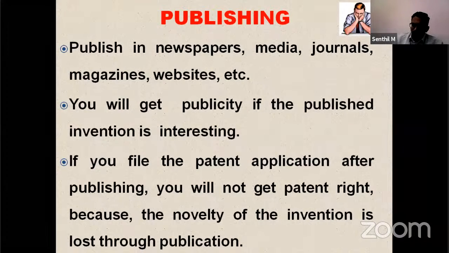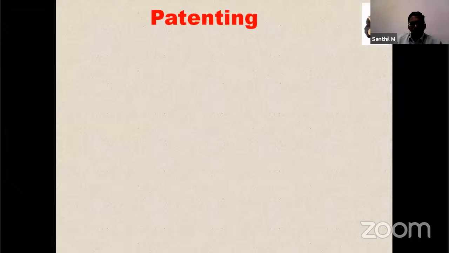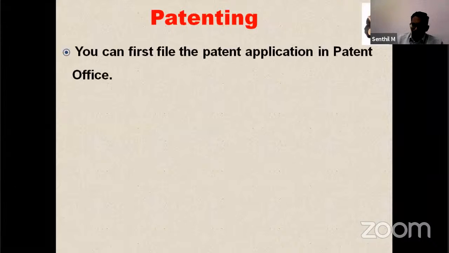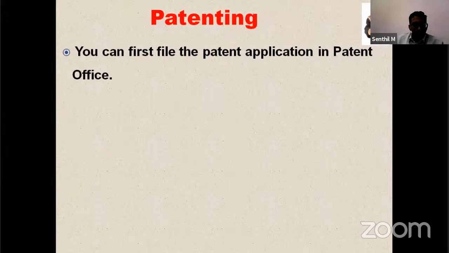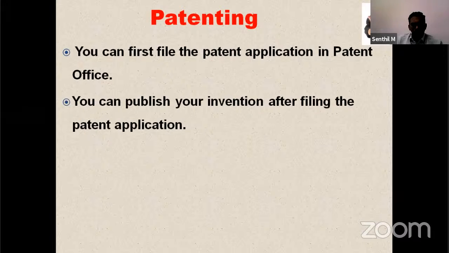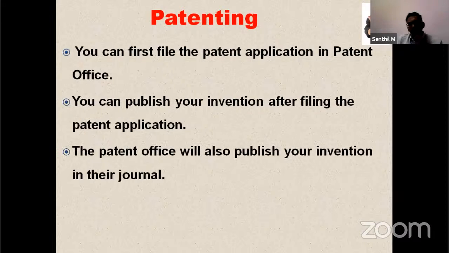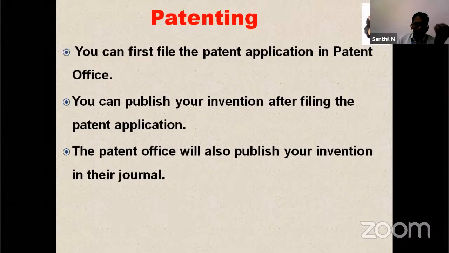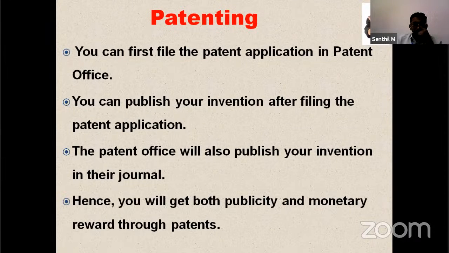So that is the thing. Coming next is patenting. You can first file the patent application. This is what you have to do first, and then you can publish your invention after filing the patent application. The patent office will also publish your invention in their journal. I have had a couple of publications in the patent journal, and you get both publicity and monetary rewards through a patent. So this is the benefit.